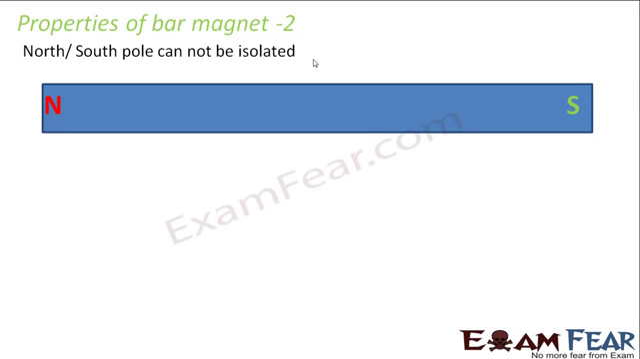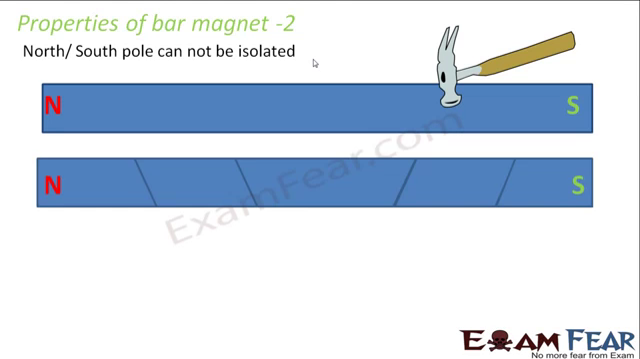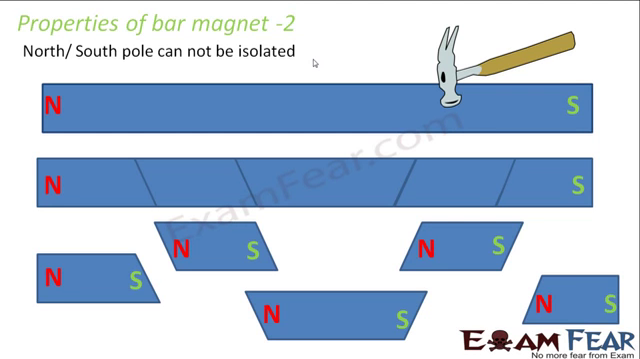So the second property that was found was that we can never isolate the north pole and south pole of the magnet. If we think, okay, I will cut the magnet from between, so I will get north pole and south pole separately, that is never possible. What happens if you cut the magnet into two parts? You will get different magnets again.